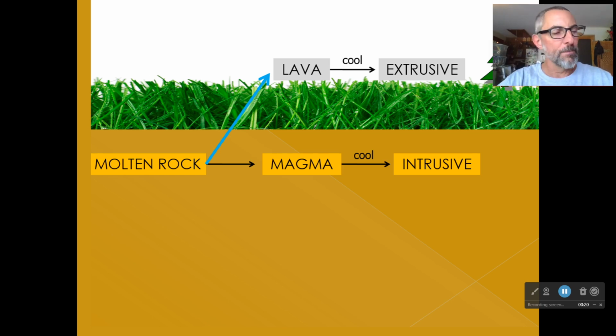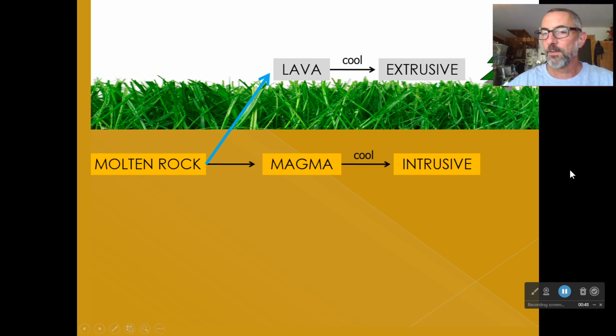So hopefully you recall that there are two classes of igneous rock. First off, igneous rock forms from cooling of molten rock. If rock is molten, there's only one way it can go, and that is igneous. But there's two classes. There's intrusive igneous rock and extrusive igneous rock. And the difference between the two is where they cool. Intrusive rocks cool below the surface, and extrusive rocks cool above the surface.